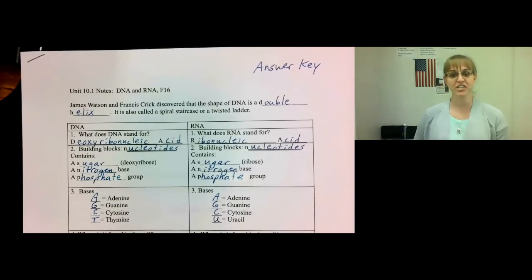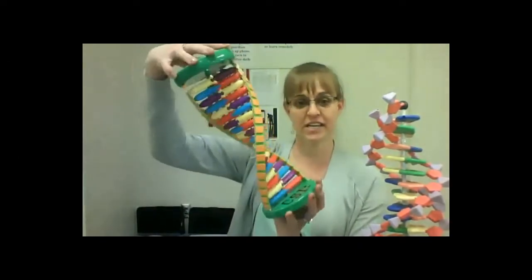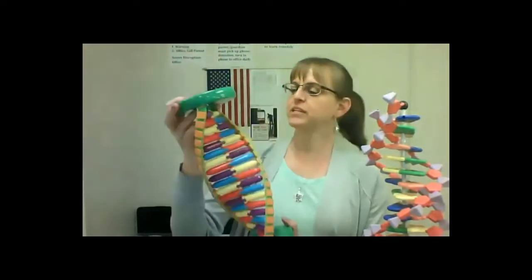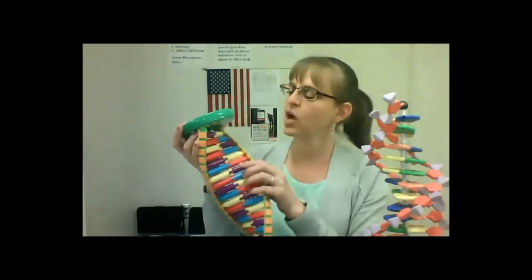DNA is in the shape of a double helix. It's a spiral staircase or a twisted ladder. Here are 2 models of DNA. You can see the double helix, the twisted ladder, and you can see the bases and how they match.